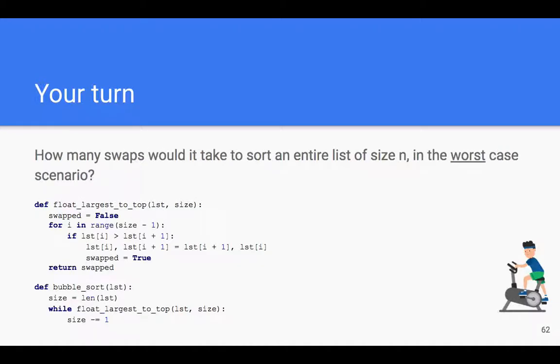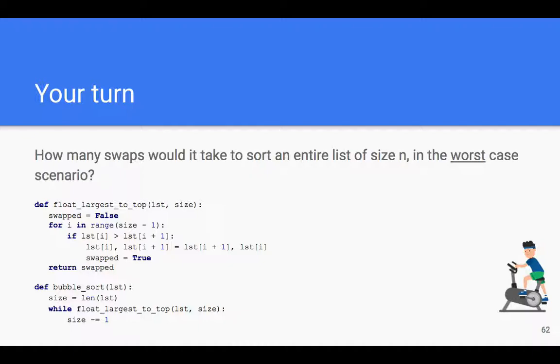Second exercise. Now this would take a little more thinking. What I'm asking you in this case is, what is the worst case scenario for the bubble sort? Specifically, how many swaps would it take to sort an entire list of size n? So let's have a size n. N could be 5, 10, a million. How many swaps do we have to do in the worst case scenario? So think about this for a moment and see what kind of answer you would come up with.